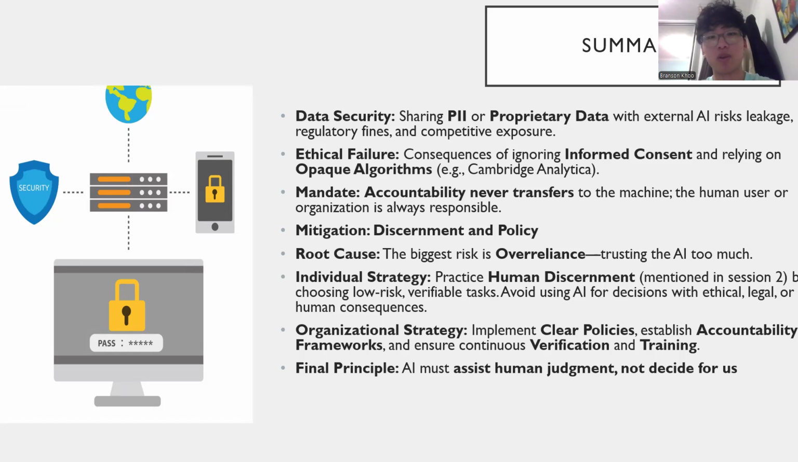We then examined operational security vulnerabilities, including automation exploits, when AI mistakes propagate quickly through automated workflows. Ethically, the stakes are highest. The Cambridge Analytica case provided a stark reminder of what happens when ethics fail. Informed consent is ignored and opaque algorithms are used to amplify harm.